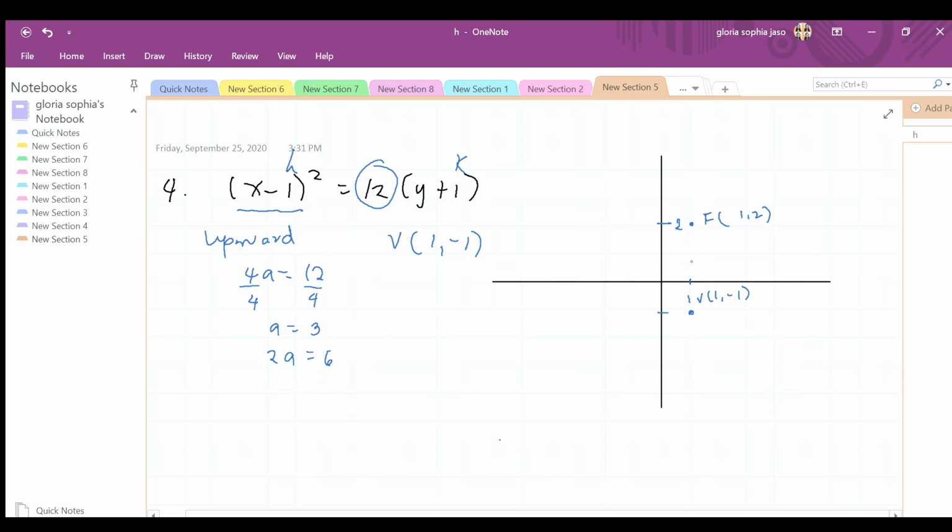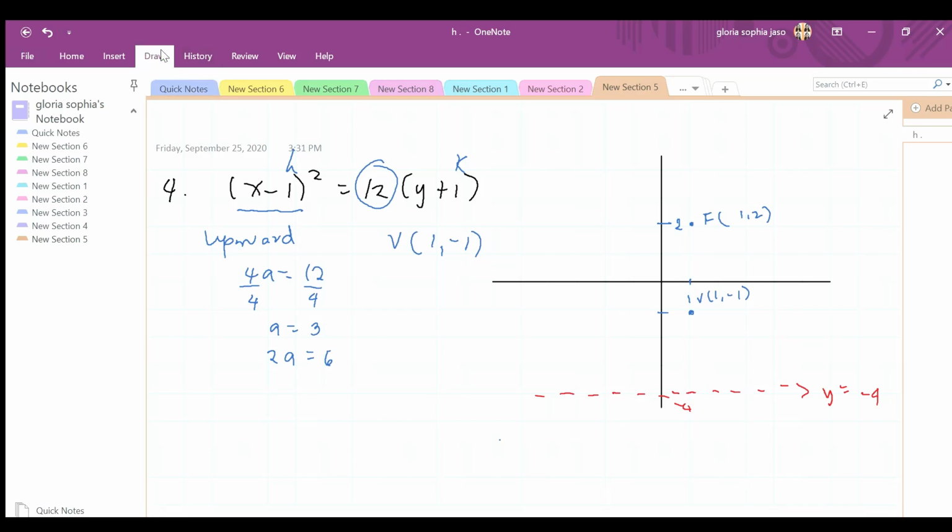And then let's draw our directrix. So the directrix is 3 units downward since our parabola opens upward. And the equation is y equals, this is 1, 2, 3, 4, negative 4.